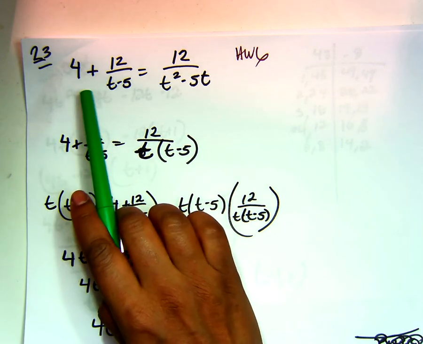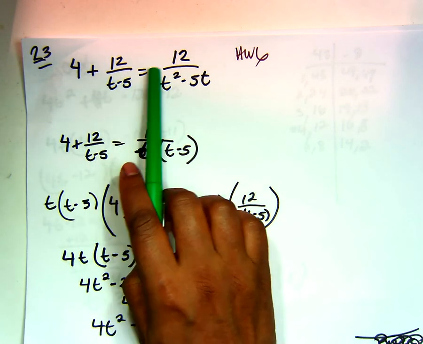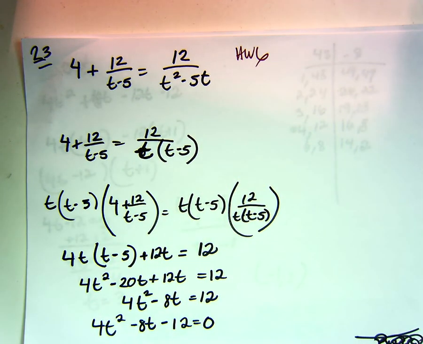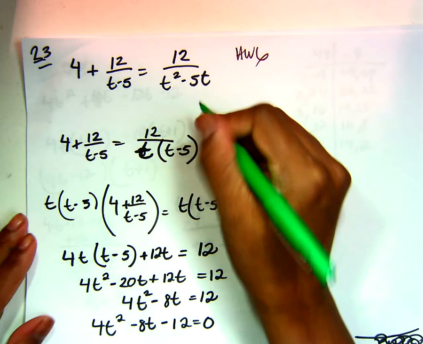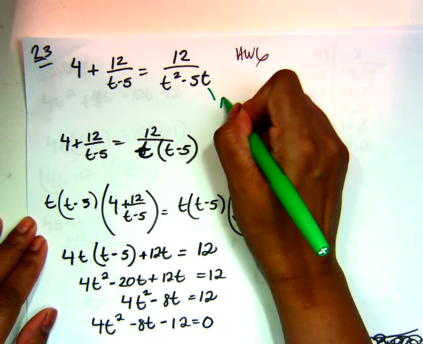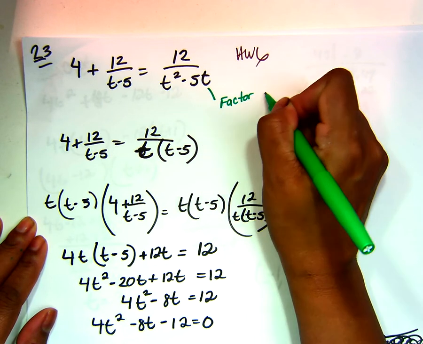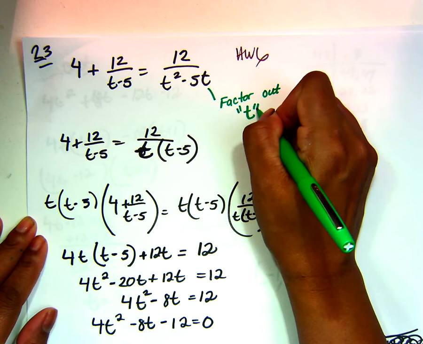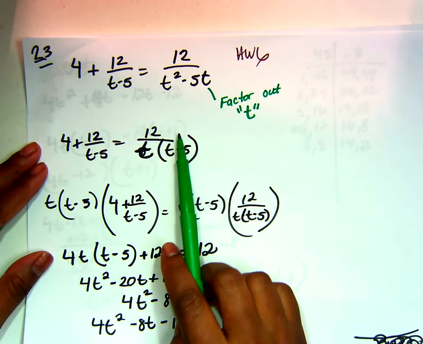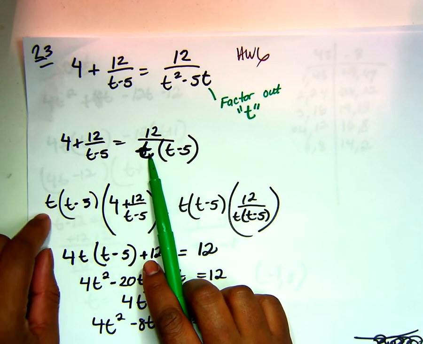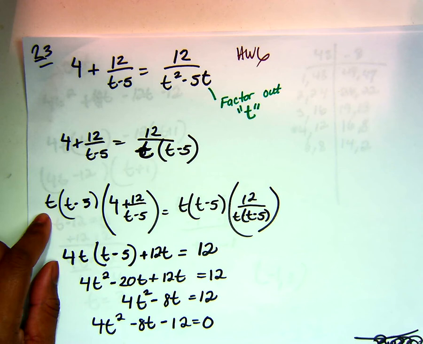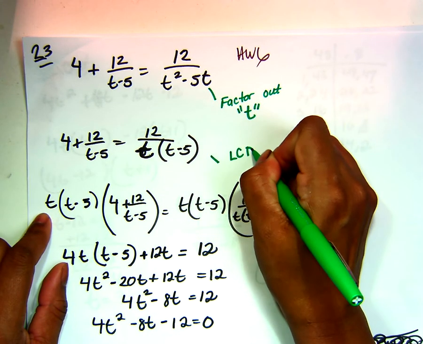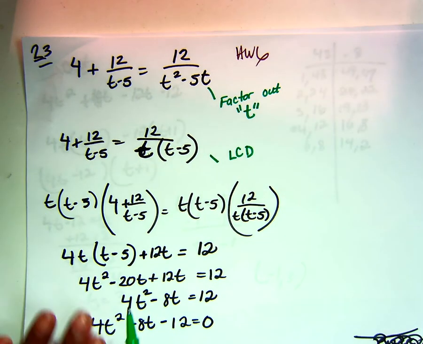So here we have 4 plus 12 over t minus 5 equals 12 over t squared minus 5t. One of the first things that I did, I factored out my t. So I factored out my variable because we're trying to eliminate as much as possible. Once I factored out the t right here, I rewrote it as given. Now, because there are fractions, we have to identify what your least common denominator is. We can't do anything without a least common denominator.